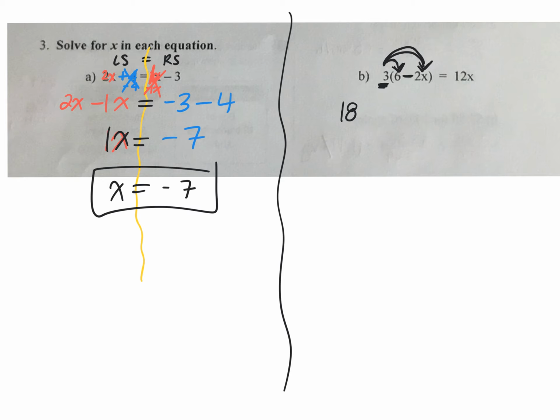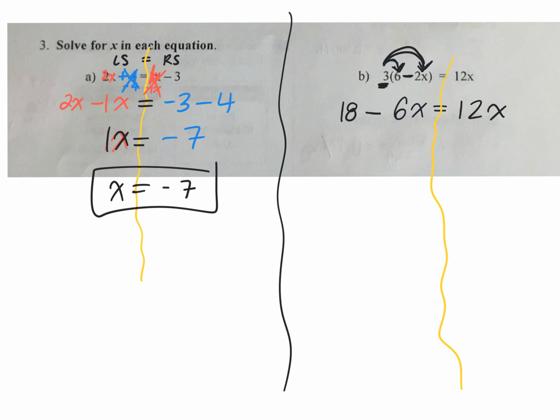What's a positive times a negative? Negative. 3 times 2x is 6x. Right? That's equal to 12x. Okay, this one's a little harder. I like to separate my sides, and I like to put all my variable terms on the left side.